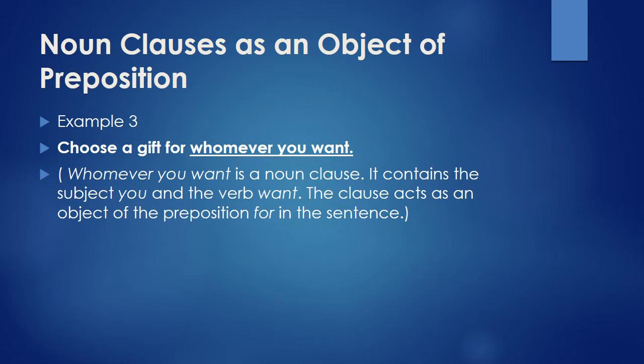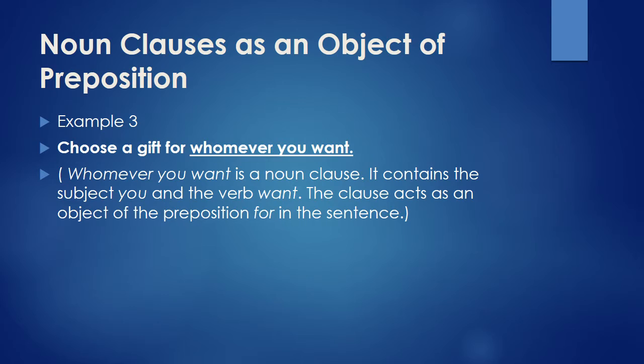Choose a gift for whomever you want. Whomever you want is a noun clause. It contains the subject you and the verb want. Here the clause acts as an object of a preposition, for, in the sentence.